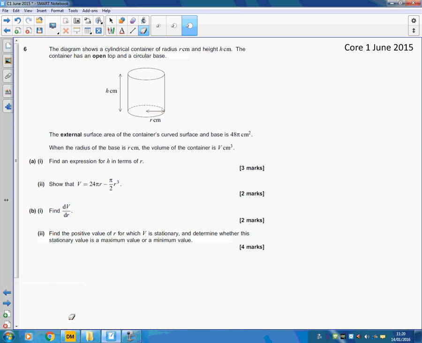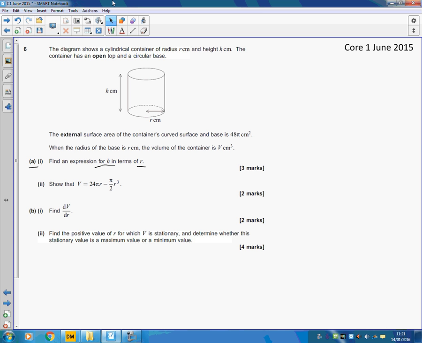Okay, question 6 was all about this cylinder, about the volume and the surface area, and that put quite a few people off. But we can work this out just using circles and rectangles. So the first question wants an expression for h, which is the height, in terms of the radius.